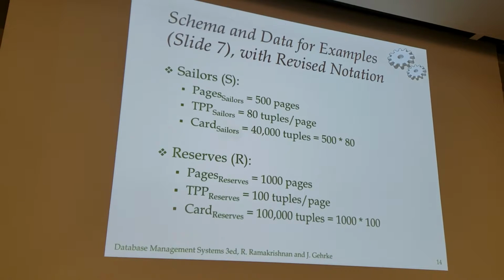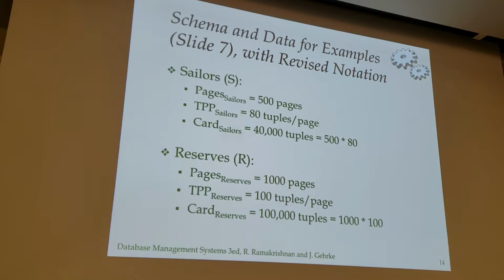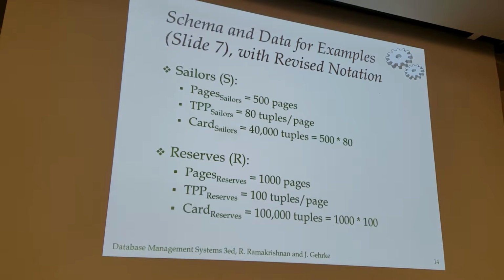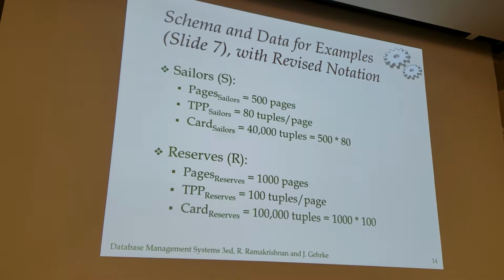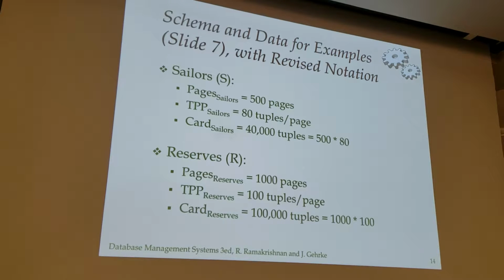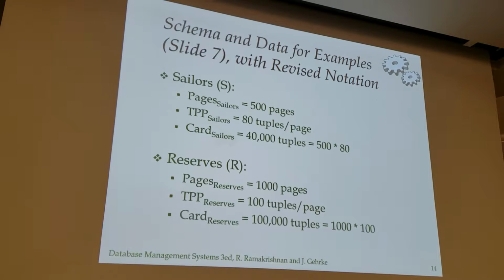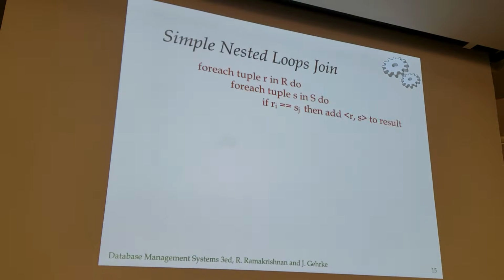Sailors has 500 pages with 80 tuples per page, so 500 times 80 is 40,000 tuples. Reserves is going to be a table that has 1,000 pages with 100 tuples per page. There are going to be 100,000 tuples in Reserves.